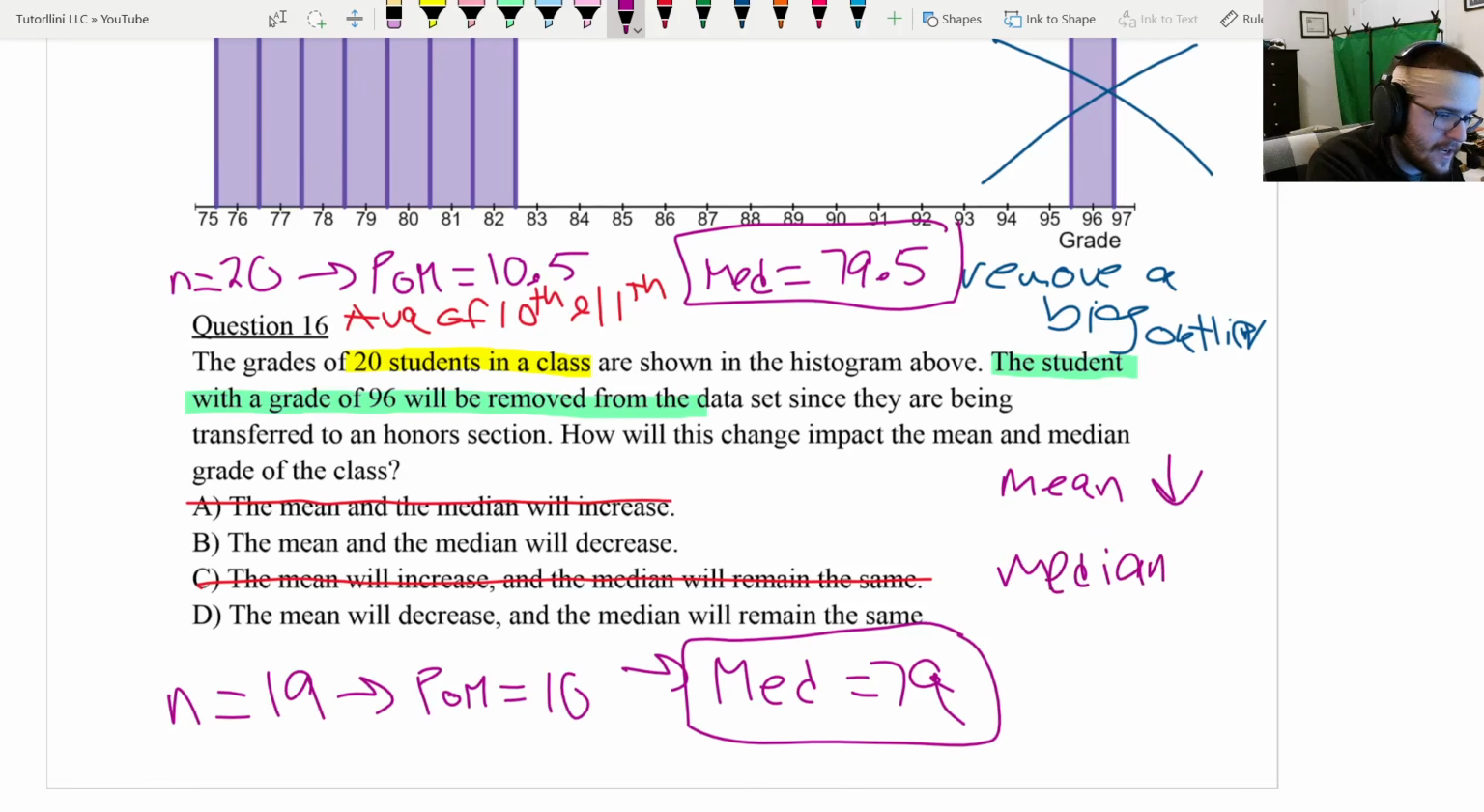Remember, you have to do the calculation. It went down just a tiny bit. So both the mean and the median will decrease. Though the answer totally could have been D for a slightly different graph, a slightly different histogram. Both the mean and median will decrease. Great, let's keep going.